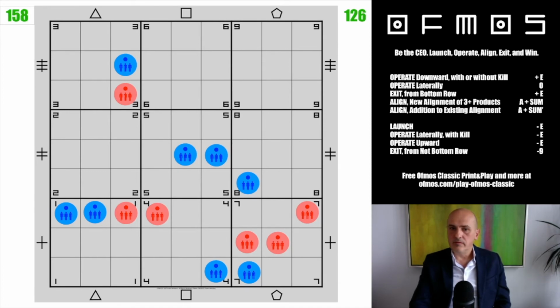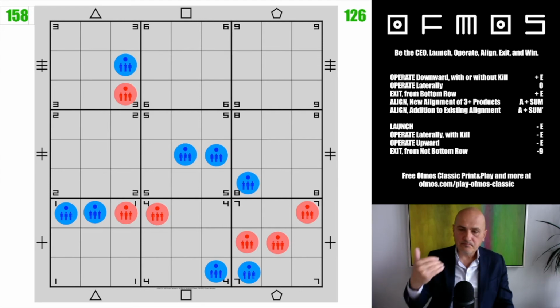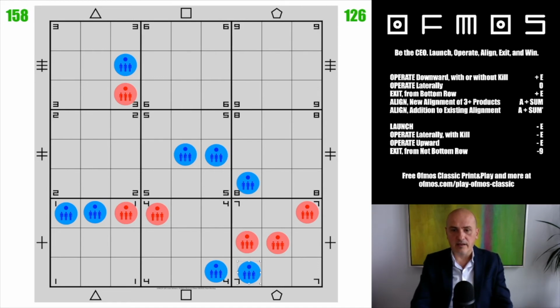Okay. Now, the blue has to move. So what I'm going to do to still benefit, I can exit business with the blue piece that's in a one-notch pentagon. And when I exit from the bottom row, I'm collecting an additional amount of money equal to the number indicated by that environment. So in this case, it's 7. So I'm exiting and I am making 7 here, which is 126 plus 7. That's 133.